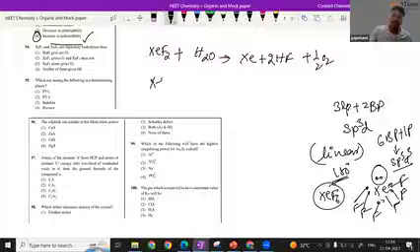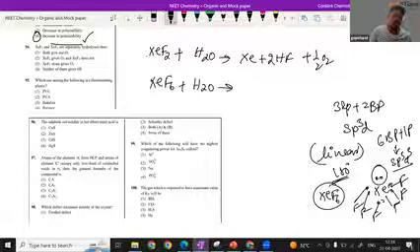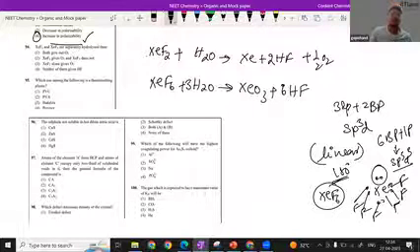But if you have XeF6 and you are hydrolyzing with water, this is 3 moles of water, and you are going to get XeO3 plus 6HF. Here you don't get the half O2. So we can say from this, does hydrolysis of both give O2? XeF6 gives no O2, and XeF2 alone gives O2. Yes, correct. XeF2 alone gives O2. So these reactions are really must-know and important. Always remember them while doing the questions.